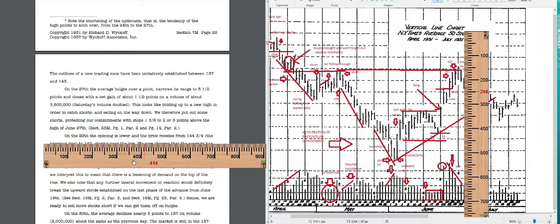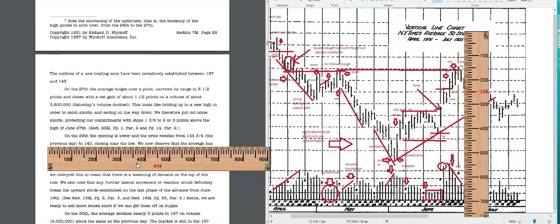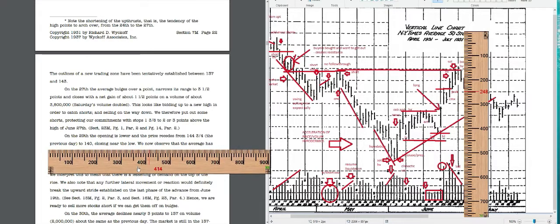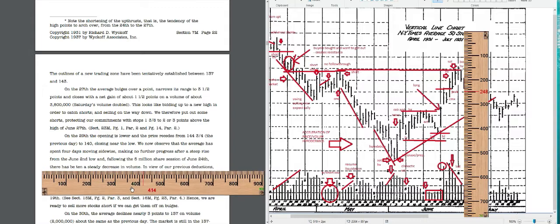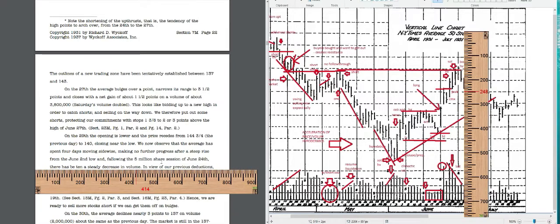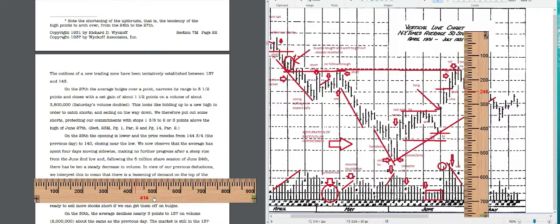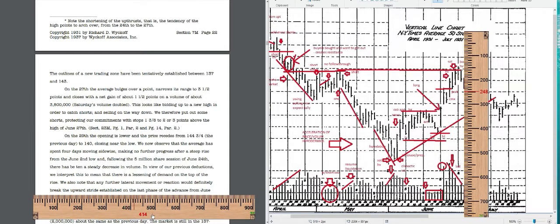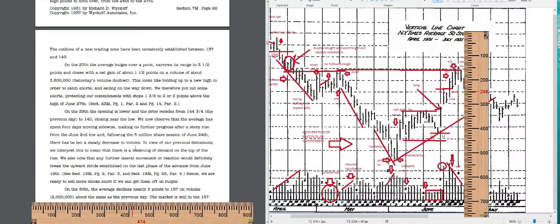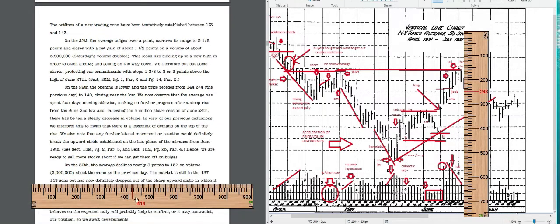On the 29th, the opening is lower and the price recedes from this to that, closing near the low. Now observe the average has spent 4 days moving sideways, making no further progress. Falling 5 million share day, falling volume, lack of demand. We also note that any further lateral movement breaks the stride. Hence, we are ready to sell more stock.